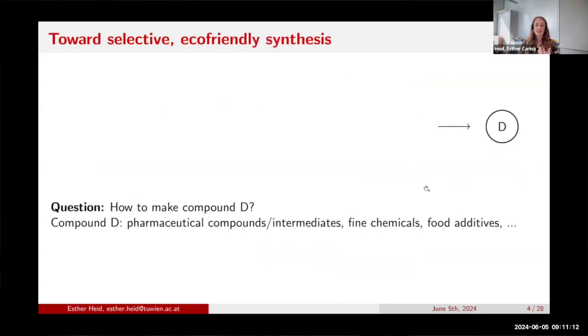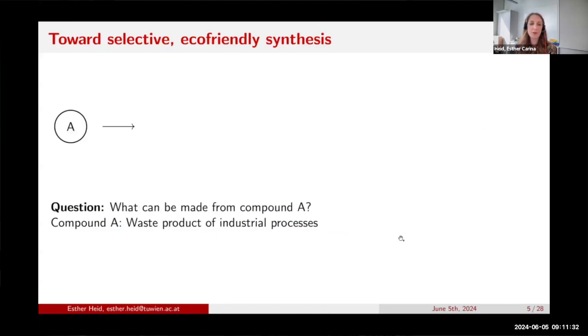So the reason why I was interested in the whole bioretrosynthesis topic is because I wanted to be able to press a button and then say, how can I make a compound eco-friendly, selectively? That could be a pharmaceutical, a chemical, a fine chemical, a food additive, and so on. And at the same time, I wanted to be able to answer, what can I make from a compound that is maybe a waste product, that is a renewable feedstock?